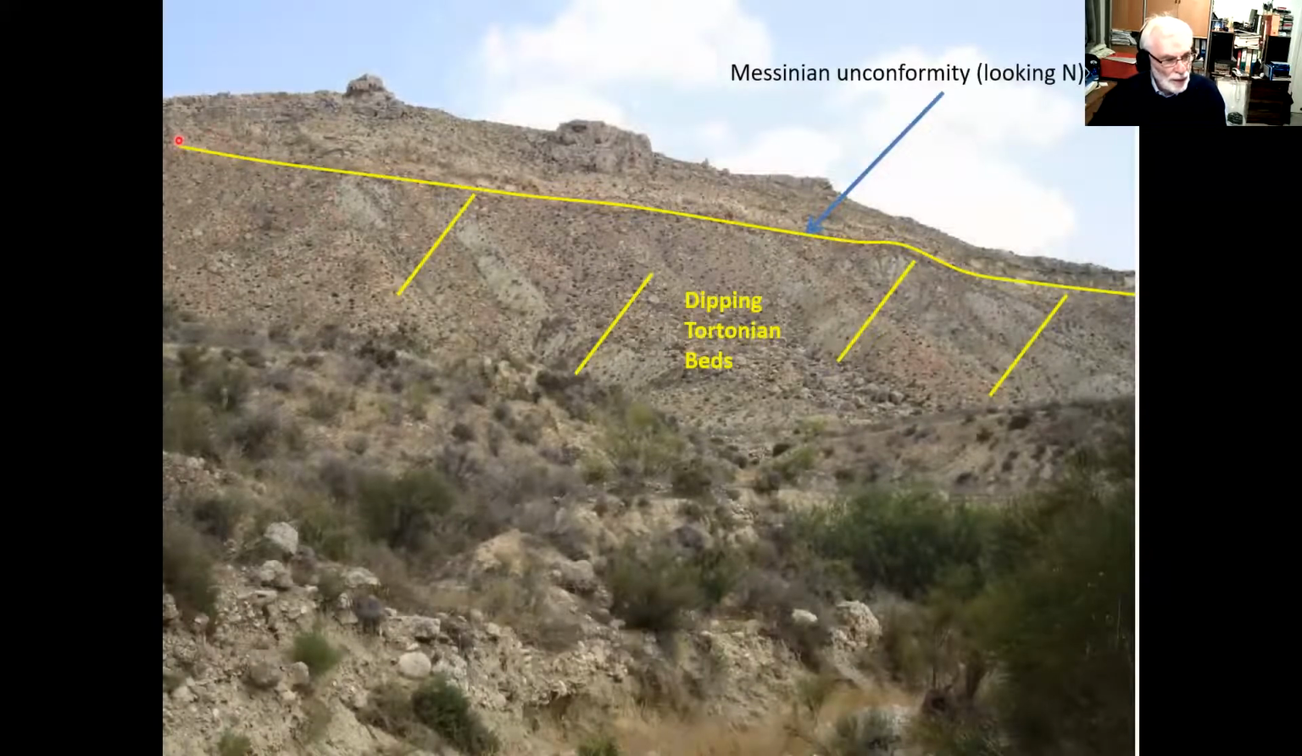And that's the Messinian unconformity. It's a very clear contact. And underneath that, there are Tortonian beds, which are dipping very steeply, locally vertical and even overturned. Now, it might not be very obvious that the rocks are dipping that way, but you just have to take my word for it. They really are dipping at about 70 degrees towards the left. So it's a really major unconformity.